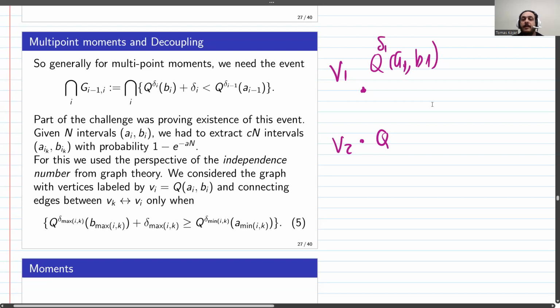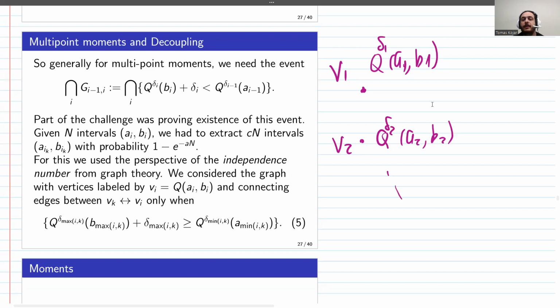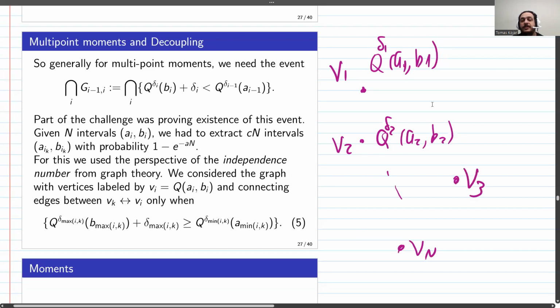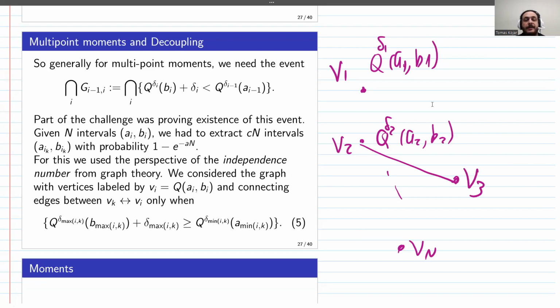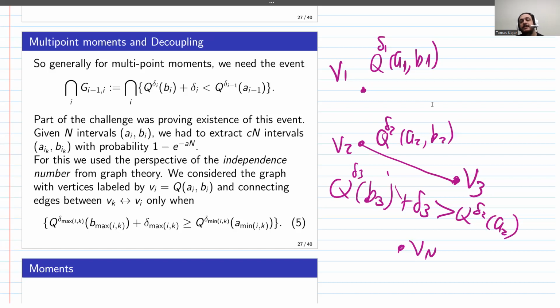So Q delta 1, A1, B1, Q delta 2, A2, B2, and so on, all the way to Vn. And we say that two vertices intersect when we have the following complementary gap event. So in this case, we are asking for Q B3 plus delta 3 being bigger than Q delta 2 A2. Okay, so if this event happens, we say that V2 and V3 intersect. So the goal was to show that in this random graph, we can extract Cn many vertices that overlap with nobody else.